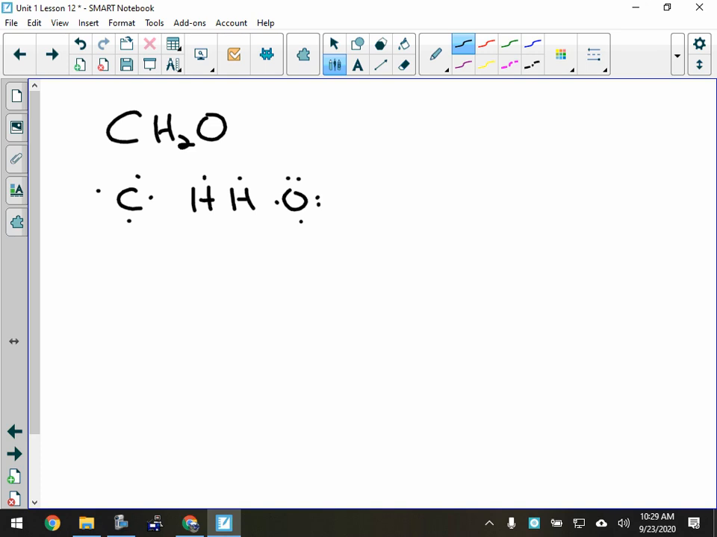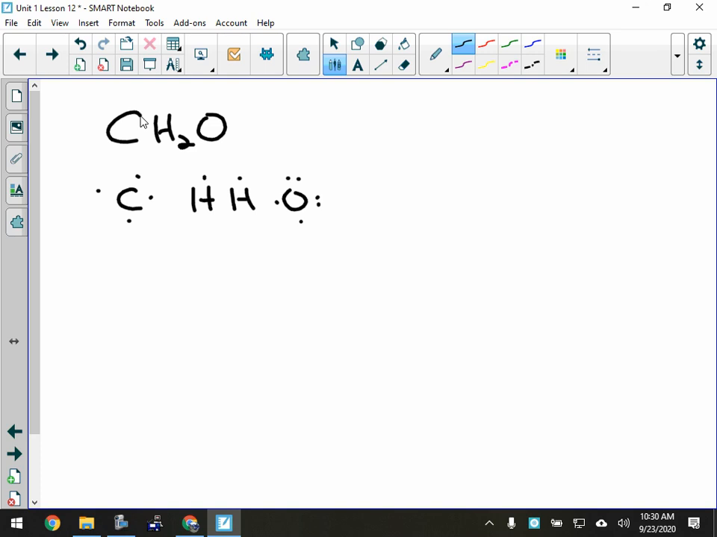The drawing, okay, I'm going to tell you right now, the drawing is the most important part. Because if you mess up the drawing, we mess up the formula, the shape, and the bond angle, and then this and this and this down the road, okay?